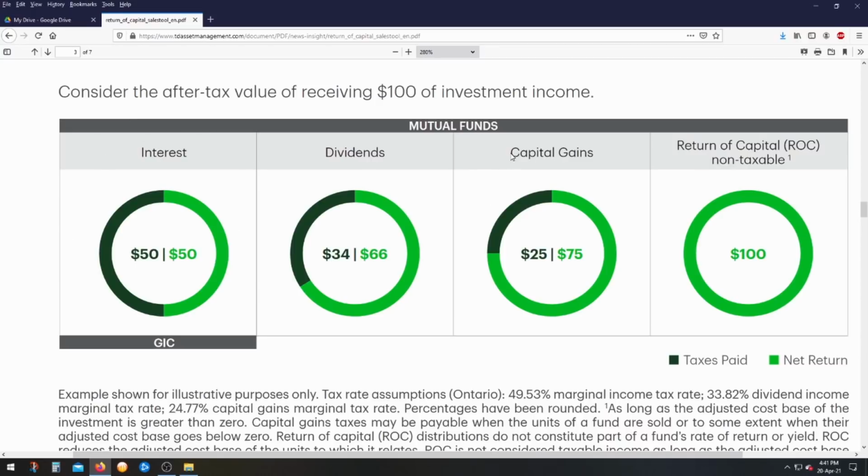The second best source of investment income is capital gain. If you make $100 of capital gain income, you get to keep $75 out of 100.